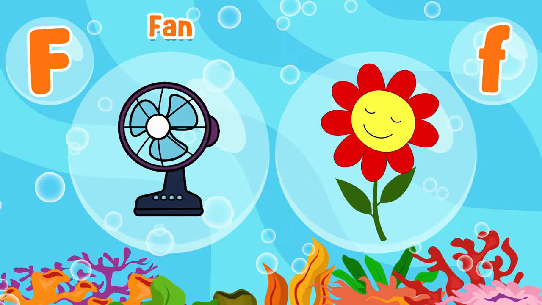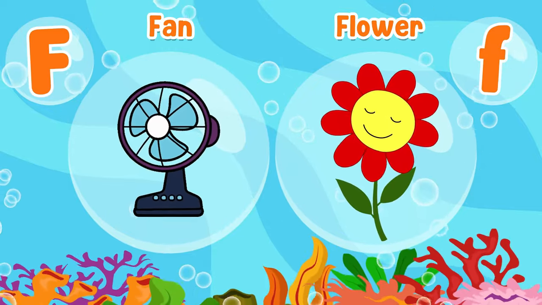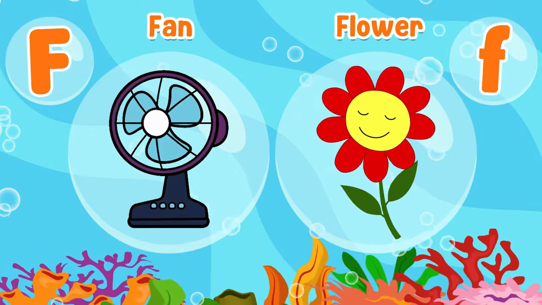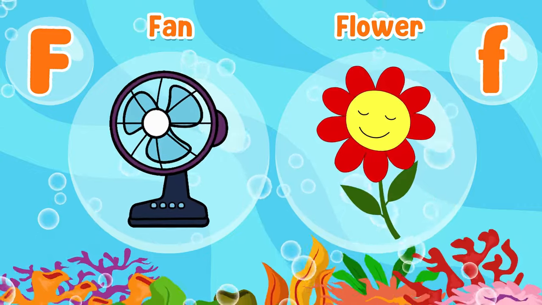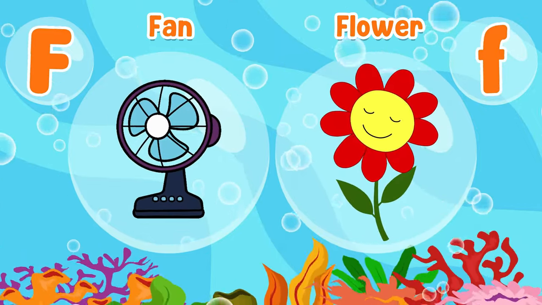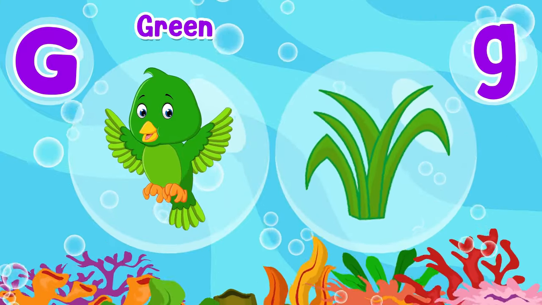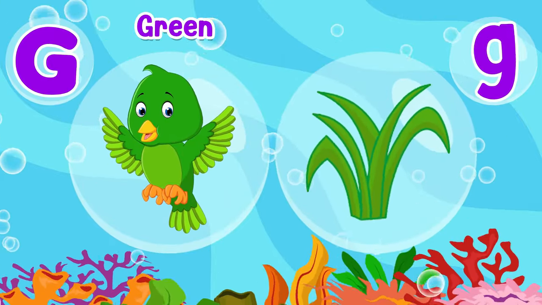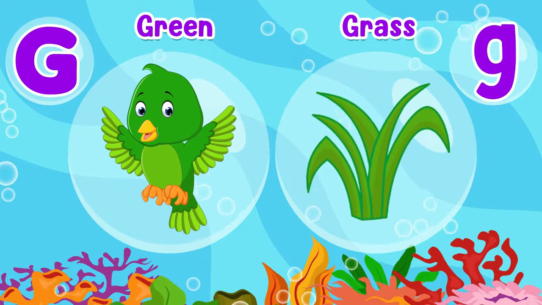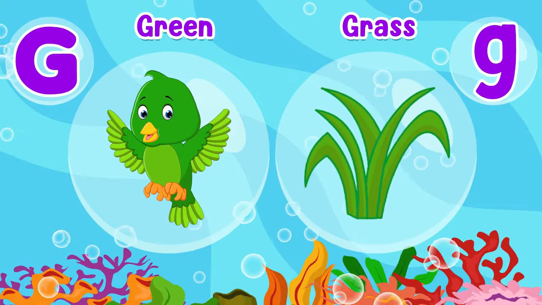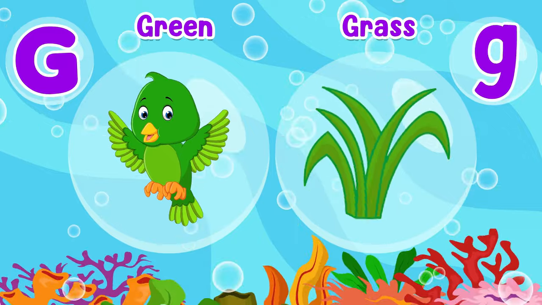F is for fan, fan. F is for flower, flower. F is for fan. F is for flower. G is for green, green. G is for grass, grass. G is for green. G is for grass.